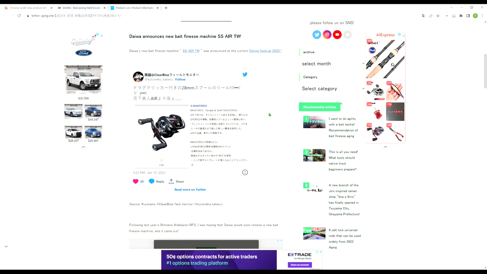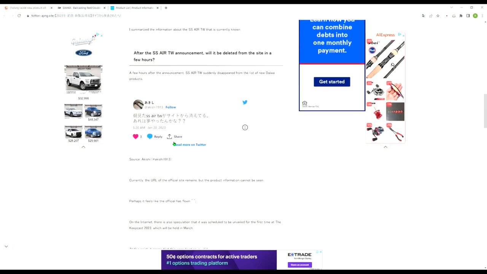And unfortunately, Google will not translate his tweet. But then on the 20th, it looks like that information from Daiwa's webpage was gone. And he's got question marks on his tweet, wondering why. And it says here, there's also speculation that it was scheduled to be unveiled for the first time at the KeepCast 2023, which will be held in March. So we probably got another month before this reel is going to be unveiled. But luckily for us, this guy kept a lot of the important information on this reel.